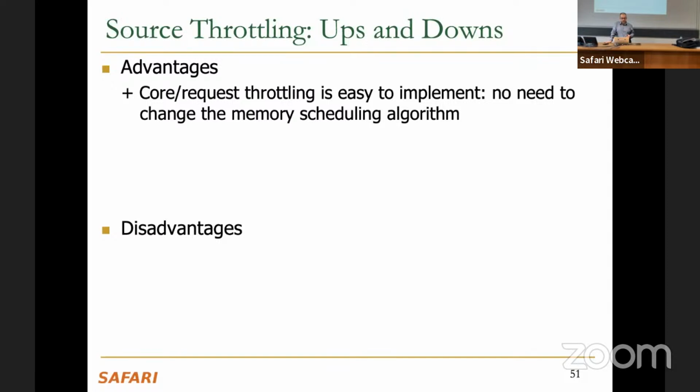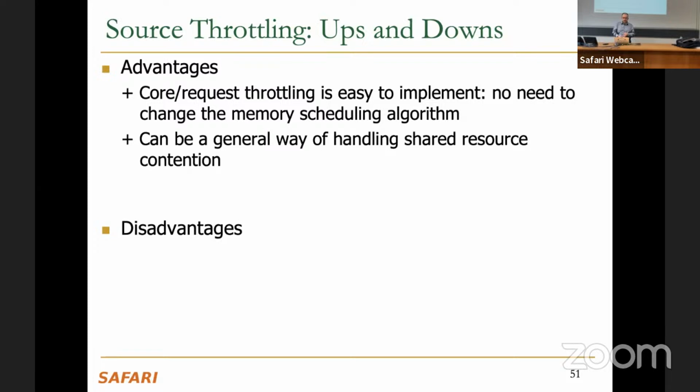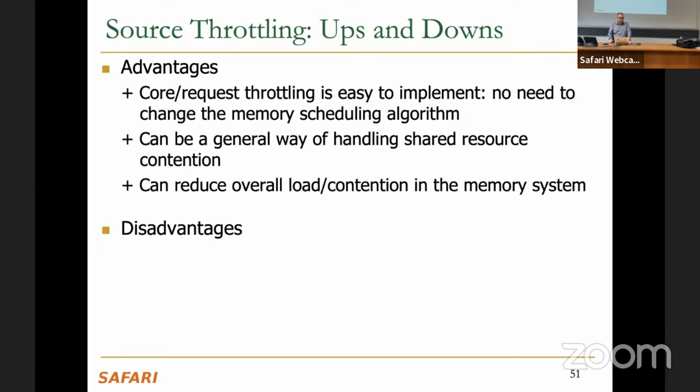So let's also discuss some ups and downs of source throttling. The good thing is that core and request throttling is easy to implement, and there is no need to change the memory scheduling algorithm. These are really good, and it can be a general way of handling shared resource contention. It can also reduce overall load contention in the memory system. You just lower the volume of that thread or application, and the whole system can be free for some time. Other threads or applications can breathe, for example.